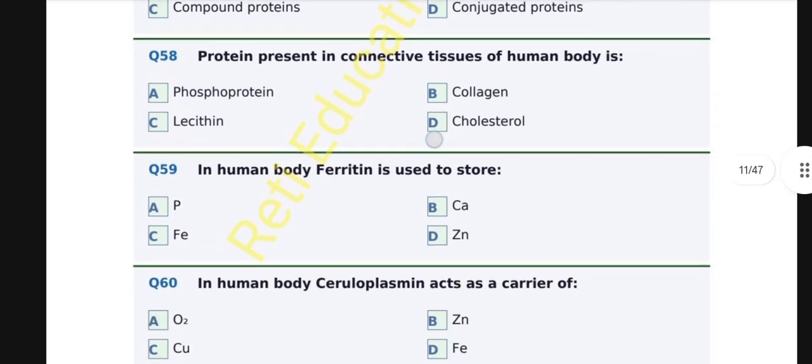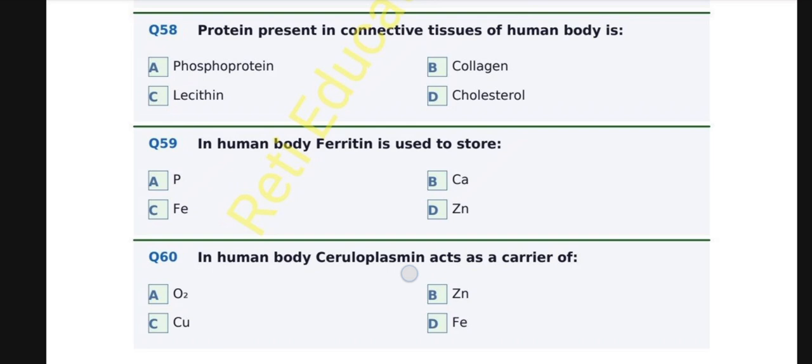Question number 59. In the human body, ferritin is used to store Fe. Ferritin is an intracellular protein that stores and releases iron in a controlled manner. It acts as the primary iron storage protein in the body.